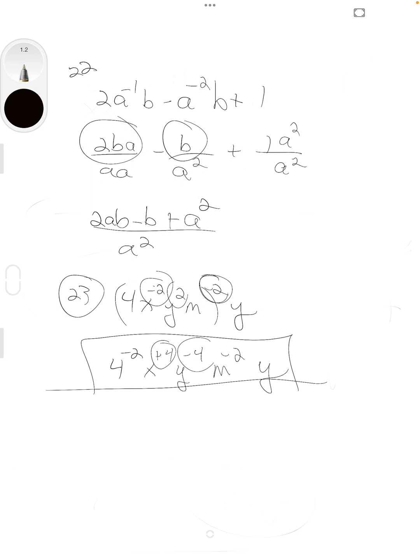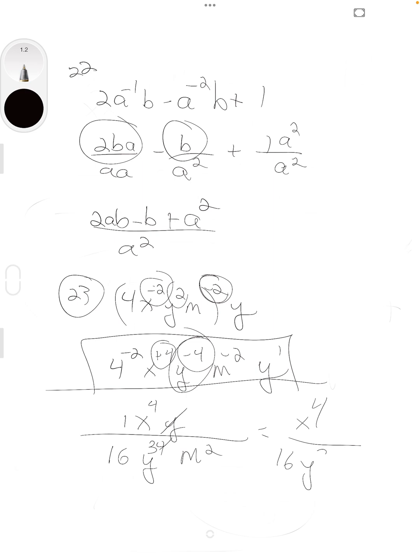But notice the y's, this is y to the 1st. I'm going to say this is 1 over 4 squared, or 16. The x's are on the top. I have y to the negative 4, which is y to the 4th, and a y, and then an m squared. So one of these will cancel with those, and this becomes y to the 3rd. So I end up with x to the 4th over 16, y to the 3rd, m squared. This would be it with no negative exponents.